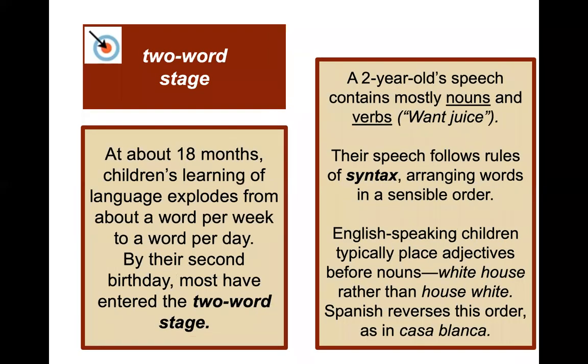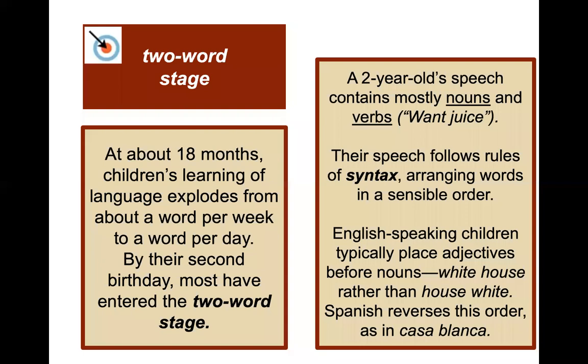At about 18 months, children's learning of language explodes from about 1 word per week to a word per day. Again, this is sort of an average. There's definitely variability. By their second birthday, most kids have entered the two-word stage, putting two things together to convey meaning. At 2 years, kids will be saying things like want juice or play outside, putting two words together, a noun and a verb.